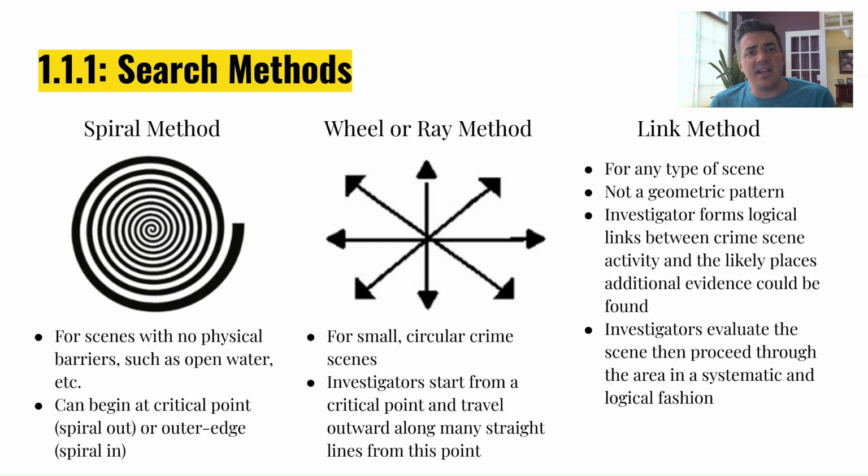Then finally, we have the link method. Now, the link method is not actually a particular geometric pattern like all these other ones, right? The first 5 we've covered have all been a particular geometric pattern. Link method's a little bit different. The link method is very flexible, and it can be used in all kinds of different scenes. And so this is one where investigators are going to try to just use the information that they have, the clues they already have, and their background knowledge and understanding of how scenes generally operate and where different pieces of evidence might be found, and use that to kind of guide their search, right?